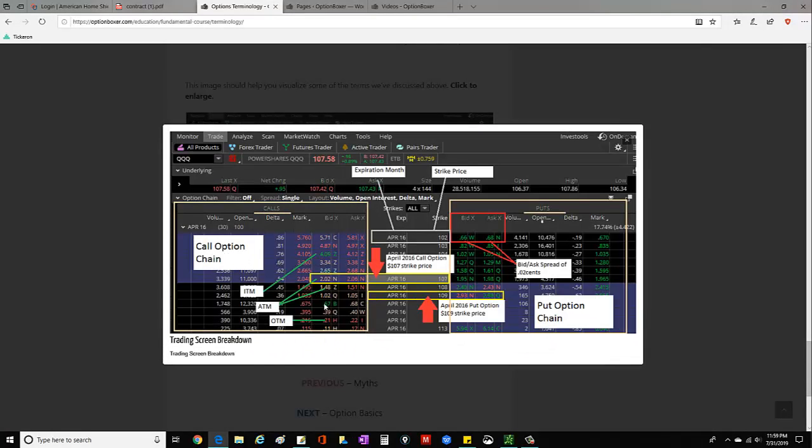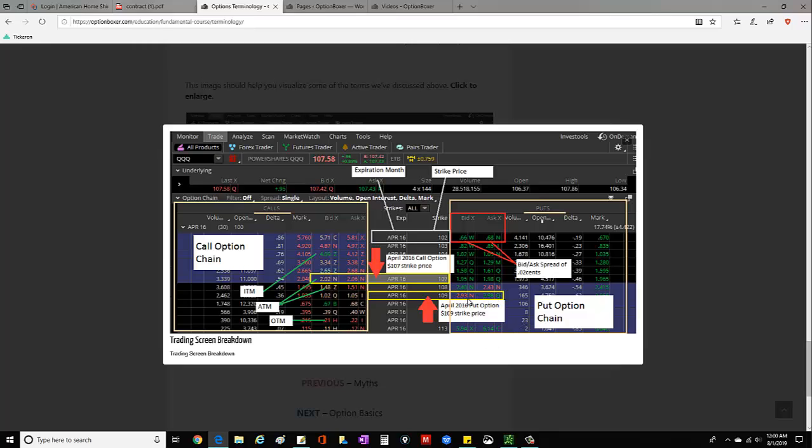So you can see this is the call option chain, which we've talked about. This side is the put option chain. You can see the April 2016 call option strike price. This image is a bit older, but all the stuff we've talked about is the same. You can see I've got notated here, anything in the purple is in the money. Right here, where the strike price is very near the market price, is at the money, and then out here is out of the money. Same thing on the put side, out of the money, at the money, in the money.